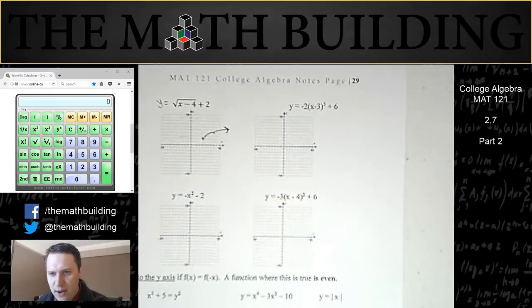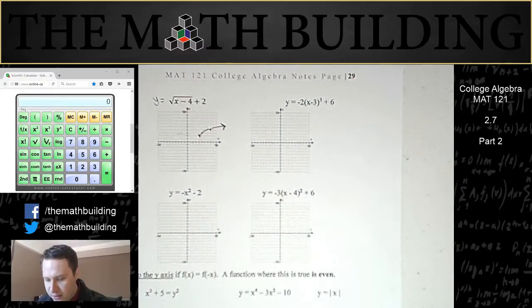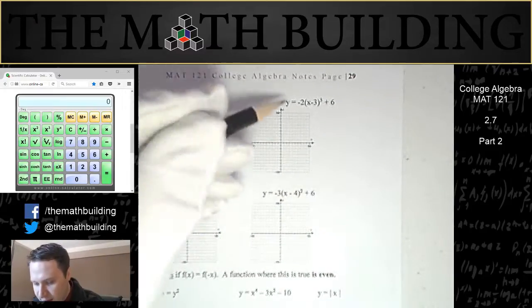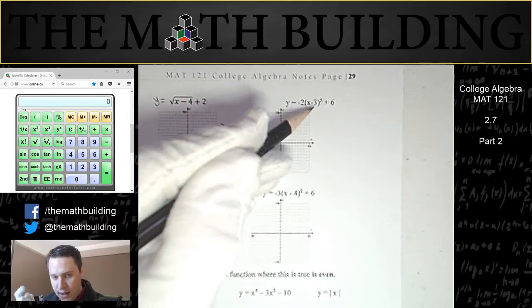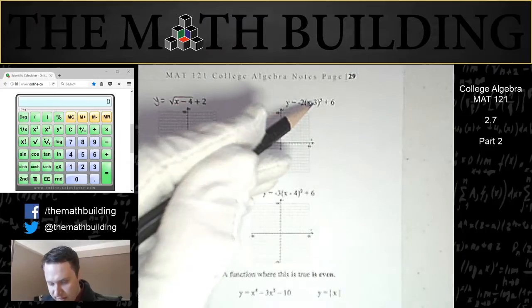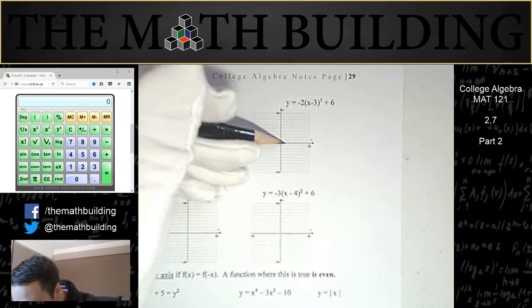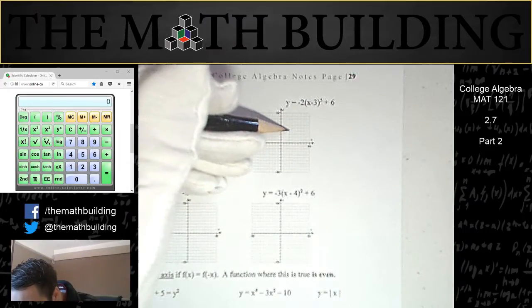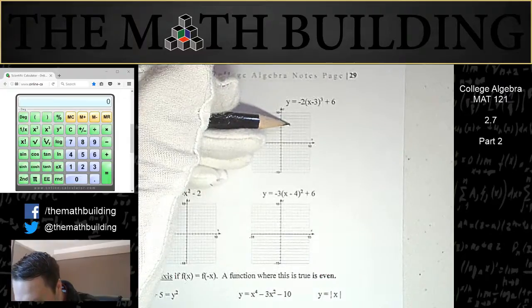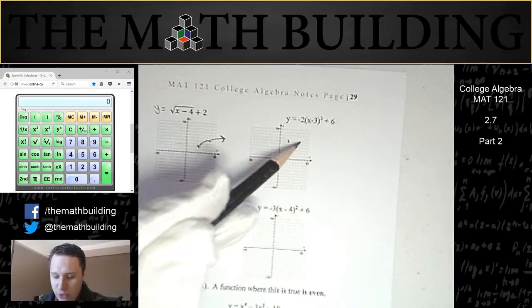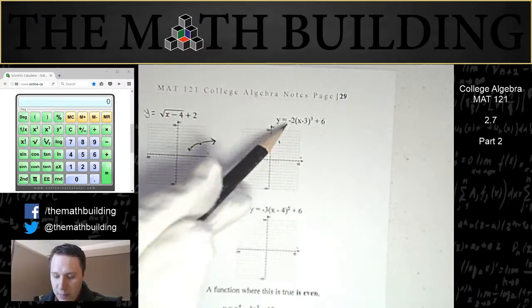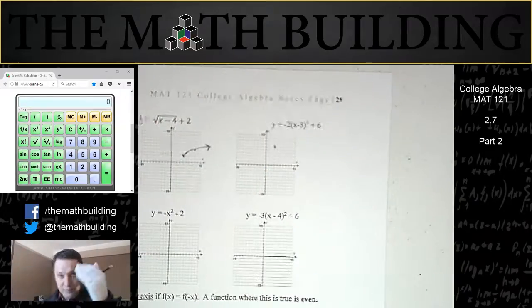Let's graph this one. Y equals -2 times x minus 3 to the 3 plus 6. So we shifted 3 to the positive in this direction, and then 6 going up. So 1, 2, 3, 1, 2, 3, 4, 5, 6. Drop a point right there. All right, normally for a cube, we would go over and up and to the left and down, but because of this negative, it flips it.